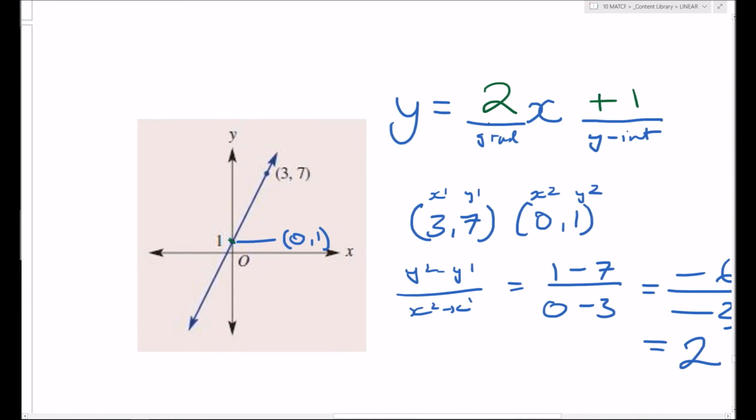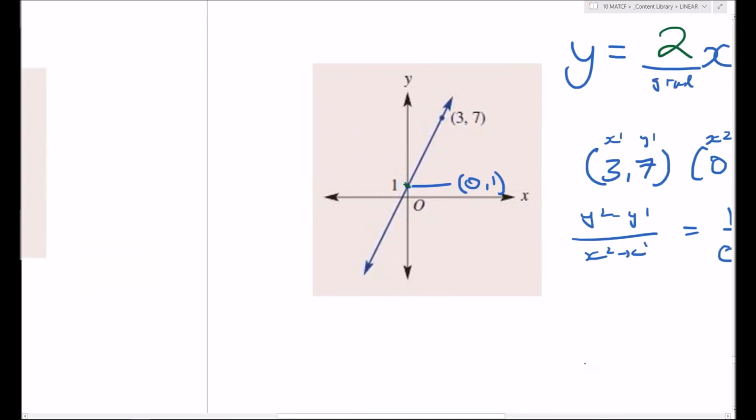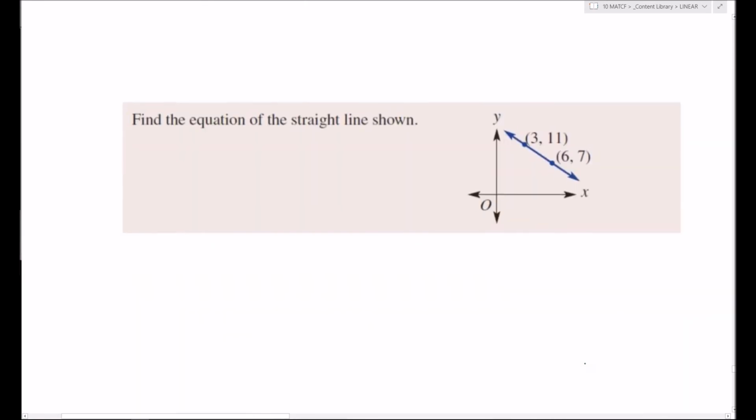And again, if your y-intercept is down here, then that means the y-intercept must be a negative. Also, if your line is going the other way, then your gradient must be a negative. But if you did all this correctly, you will automatically get the negative gradient anyway. Okay, so just watch out for that. Okay, let's do these examples.